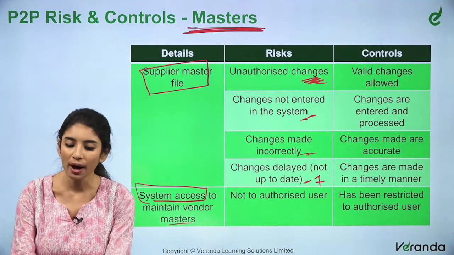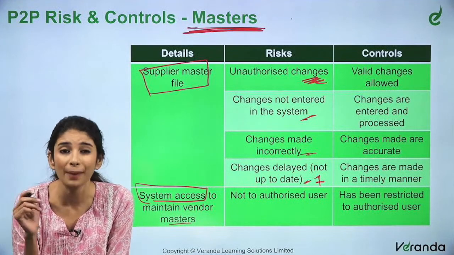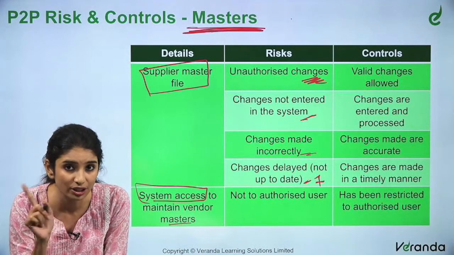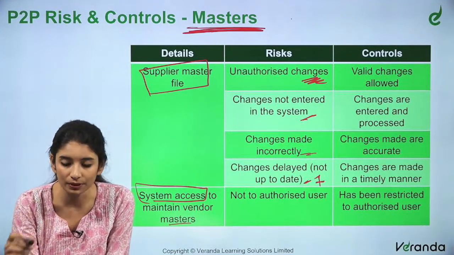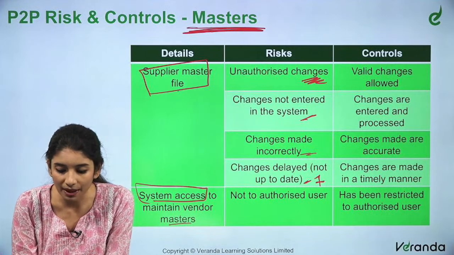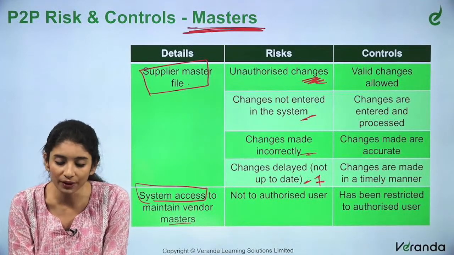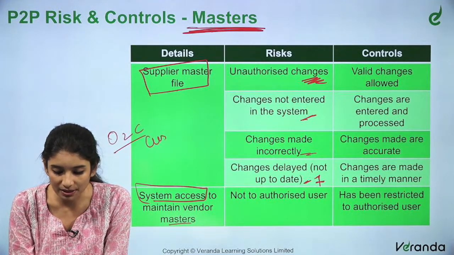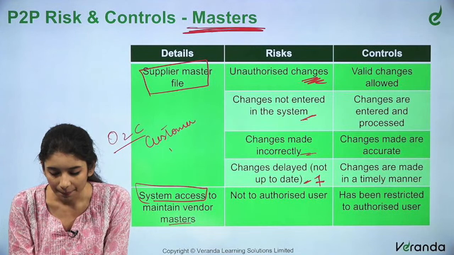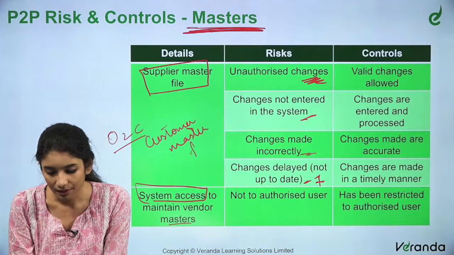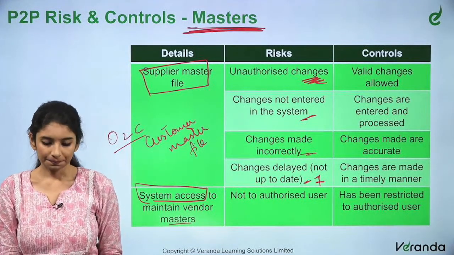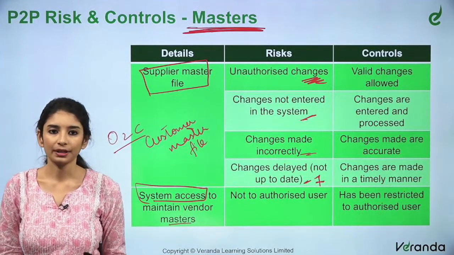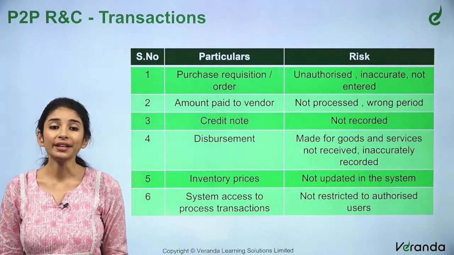Okay, so now if you have O2C, controls with relation to masters, please note we are only discussing masters, not transactions, not at the transaction level, only at the master level. Now, at the master level, for P2P you will have the supplier master file. If it is O2C, you will have the customer master file. Clear? Perfect. And the same table, same points everywhere.